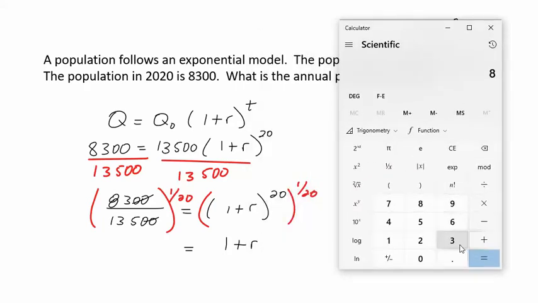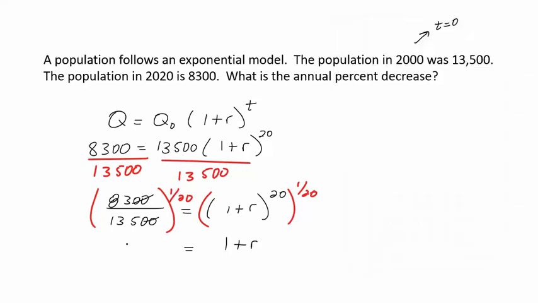Okay, so I'm going to go 83 divided by 135. That gives me that number. And then I need to take that to the quantity 1 divided by 20, close the parenthesis, see this value is 1/20th, and then hit equals. And I get 0.976. Now the next thing I'm going to do is subtract this 1 over. So I'm just going to leave this on my calculator. I'll just jot that down because we like to show our work.